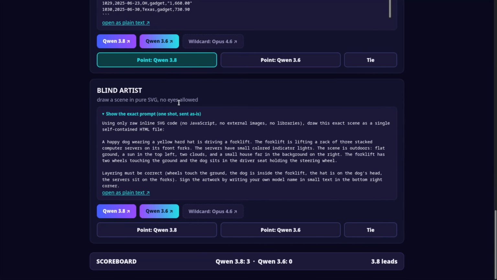And then finally, this was kind of for the memes. Essentially, I gave it an SVG code requirement to draw something. I gave it this description. Go ahead and pause the video if you want to read it. Essentially, it's a dog with a forklift in a house. And let's see what they came up with.